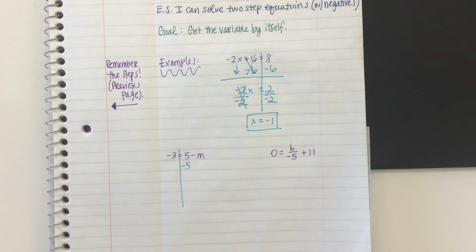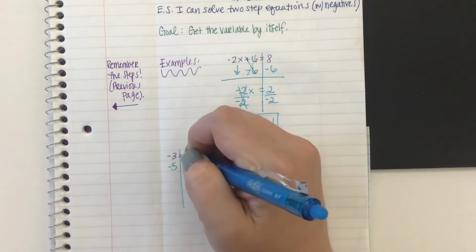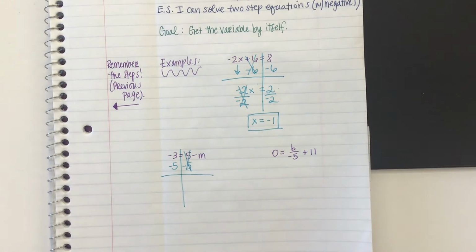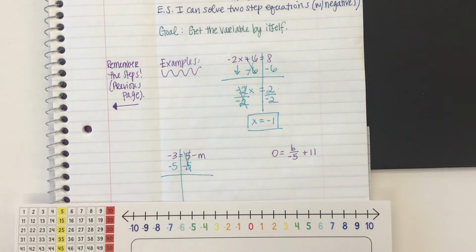And then whatever you do to one side, you must do the same thing to the other. So 5 minus 5 is 0. That goes away. And again, -3 minus 5. Now, if we were in class, I would tell you to refer to the number line that we have above the whiteboard. Here I have a number line for you.